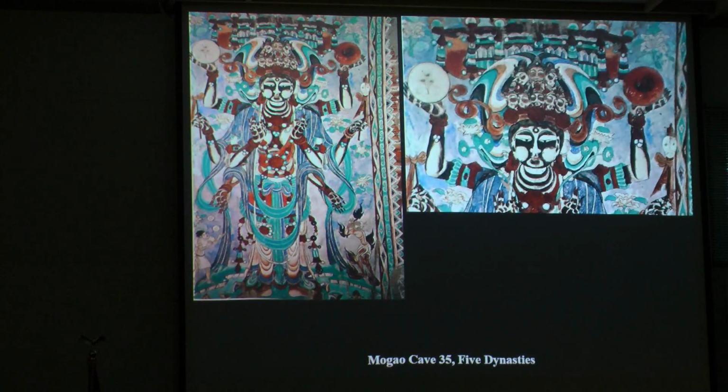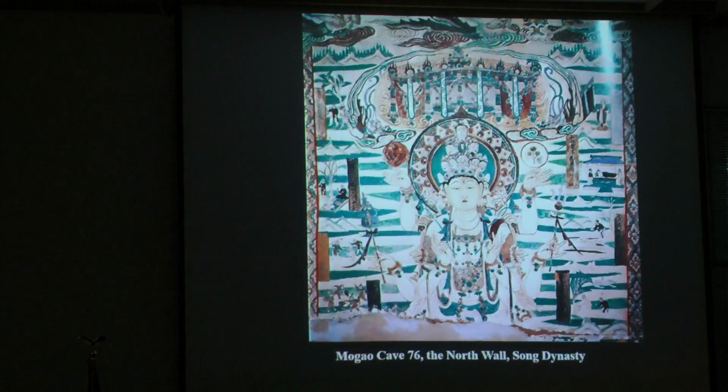Mogao and Yulin caves have many depictions of Avalokiteshvara deriving from the Indian prototype, but with the face of time characterized by additional heads and arms. Mogao Cave 35, dated to the period of the Five Dynasties, depicts the 11-headed Bodhisattva of compassion, holding in his 8 arms the sun, moon, trident, and treasure stick.